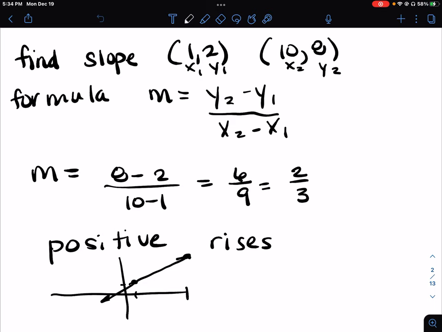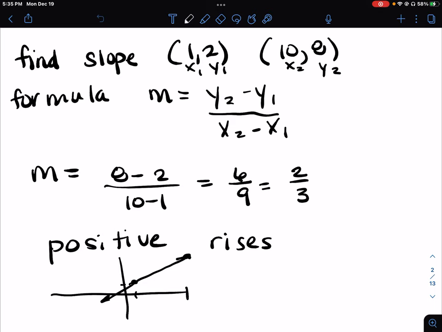Okay, find the slope between 2 points. First, we're going to label them x1, y1, x2, y2. Plug in the formula for slope. Slope is the letter M. There's the formula. You take y2 minus y1. On bottom, you do x2 minus x1.